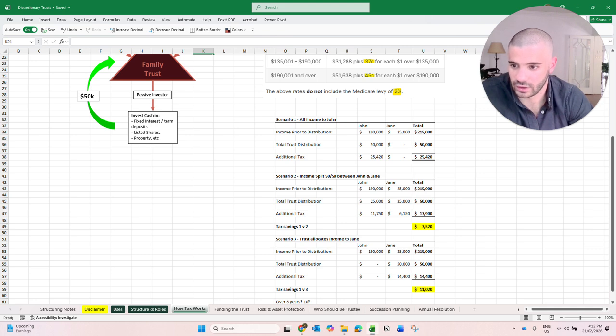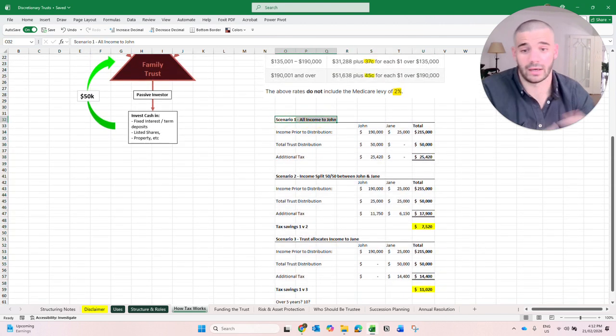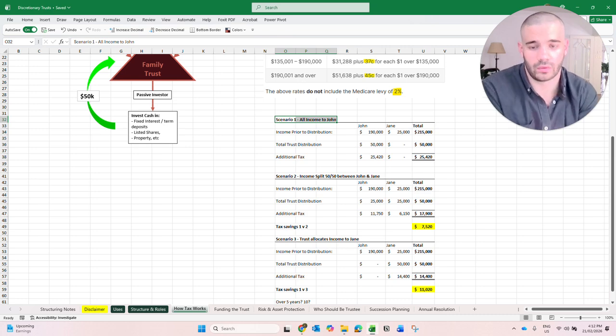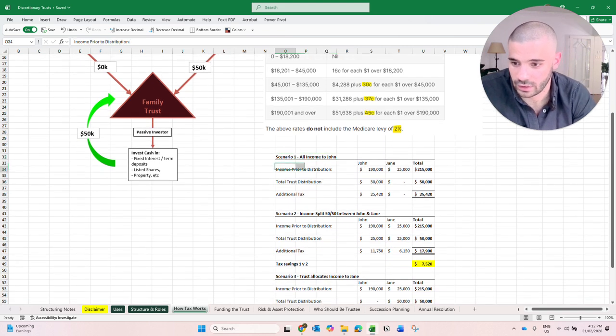And I've just done a little bit of basic maths here to compare the scenarios. Okay, so scenario 1, we don't have the trust, we haven't set it up, and all the shares have been invested purely in John's name. He's already earning $190,000. While Jane is earning $25,000, okay?